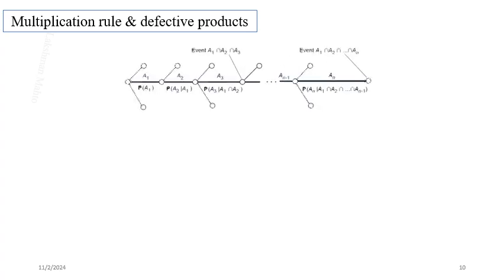Okay, so the multiplication rule, you can graphically visualize it this way. A1 occurs first, so we are computing probability of A1. After A1, in the chain, you observe A2 occurring, so we compute A2 given A1, and these two together give the probability of A1 intersection A2. After that, A3 occurs, so here we say the probability of A3 given A1 and A2. And these three together give probability of A1 intersection A2 intersection A3. Likewise, it will go. So this is the graphical visualization.